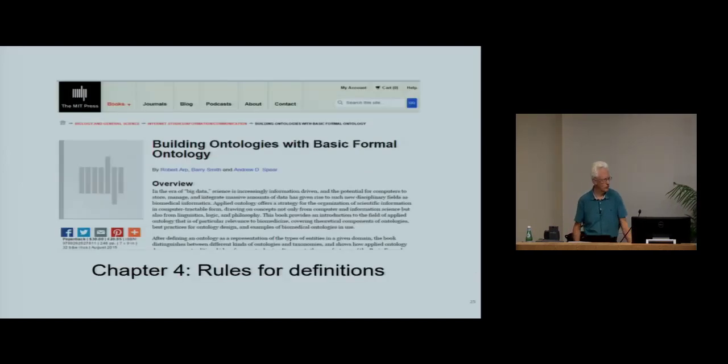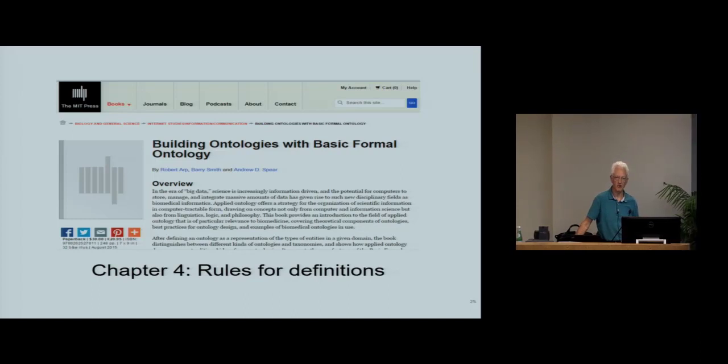So I created a website on the Buffalo University web server, pointing to this book, where you will find an expanded table of contents, and the table of contents for chapter 4 consists of a set of short statements of rules for writing definitions. Many of those statements are going to be relevant to the question of principles, because writing definitions is a large part of the way in which you build an ontology.